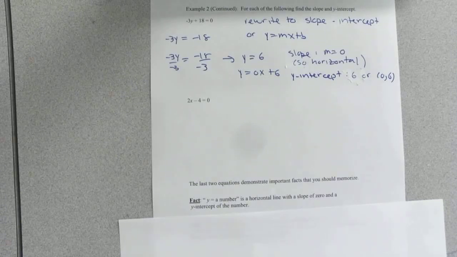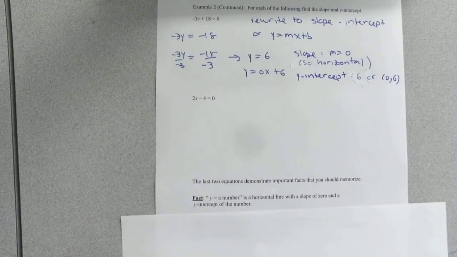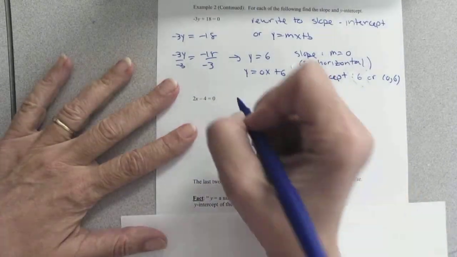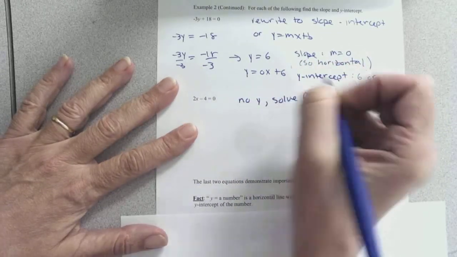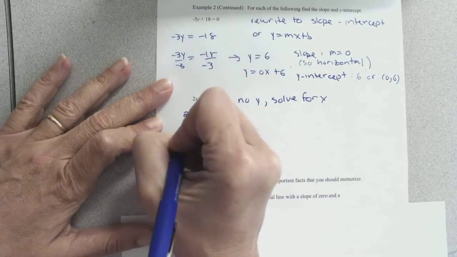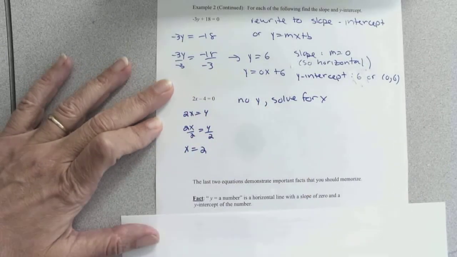So anytime you just see y equals a number, instead of going through this rigmarole of rewriting it all, you automatically know it's going to be a horizontal line, which means the slope is 0, and the y-intercept is just going to be that number. Okay, when we look at the next one, there isn't a y. There's no y, so let's solve for x. And so I'd get 2x equals 4. Divide both sides by 2, x equals 2.